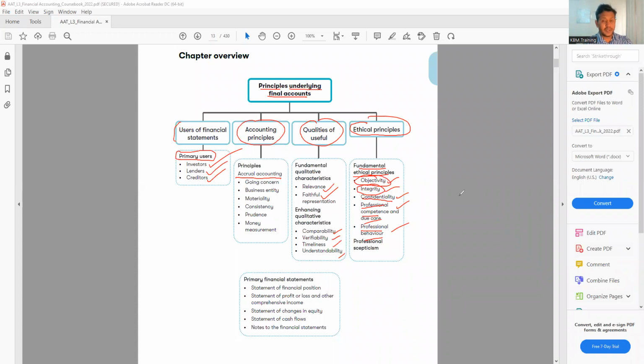So the professional behavior, we were talking about that. Professional behavior is all about when we have a situation and we have to make a decision, and if our behavior is not professional enough, that will damage our reputation. For example, if we have done something wrong as an accountant, it will not only damage our personal reputation, but also our institutional reputation.